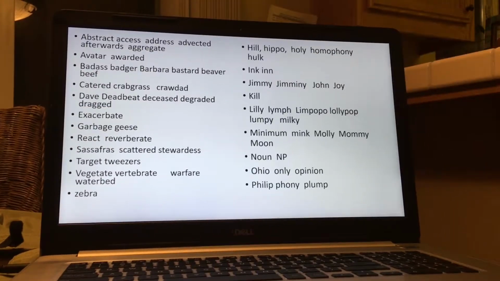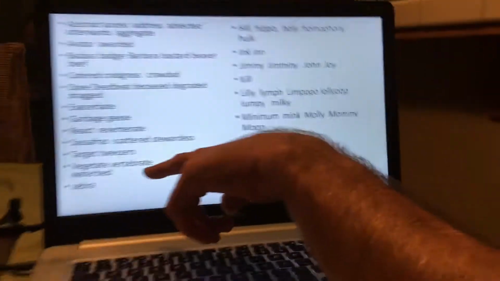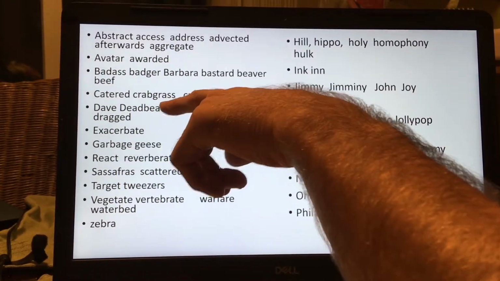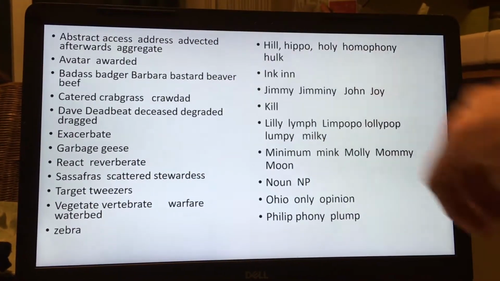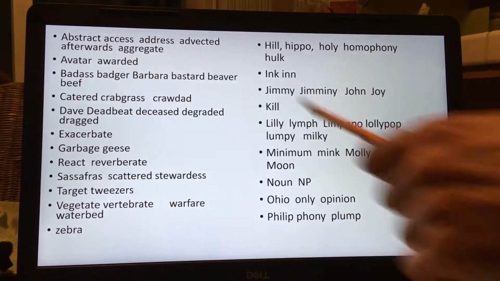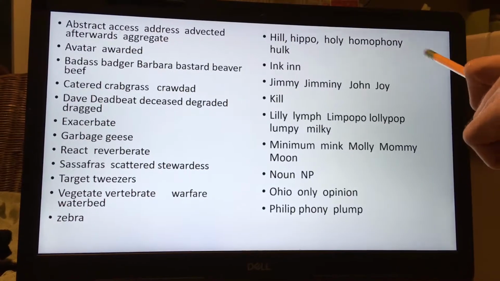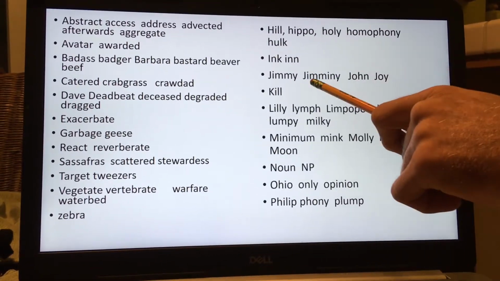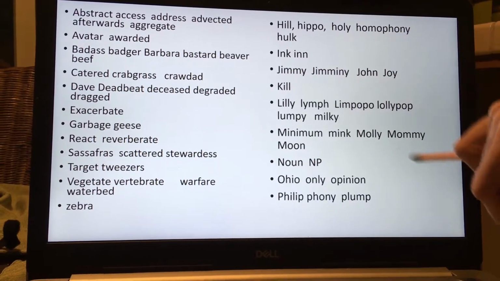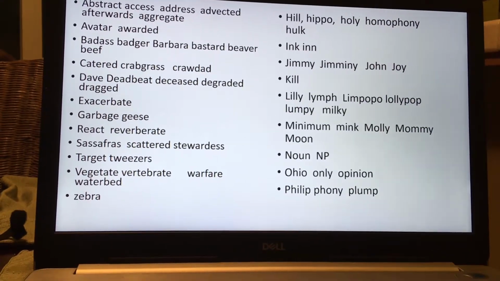I used the utility called grep, which is for searching through a dictionary. So I grepped for all the words you could type with your left hand and all the words you could type with your right hand. And there were thousands of them, and I picked out some of the more interesting ones, like stewardess, vegetate, reverberate, waterbed, zebra, crabgrass, Barbara, bastard, beaver, advected. With the left hand, there's a lot more you can do with your left hand. The right is Jiminy, John, lollipop, mommy, opinion, phony, plump, Philip.